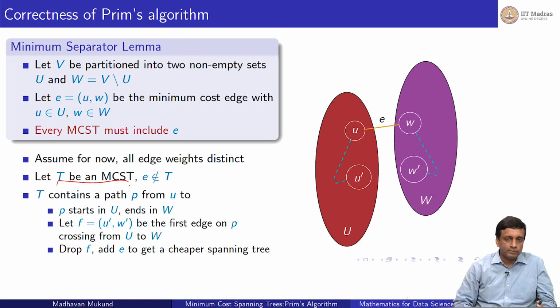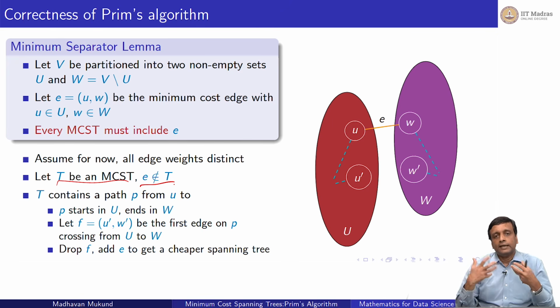So either T was not an MCST, or T was an MCST but this assumption that E did not belong is false. So we have established through this contradiction this lemma, which says that if I take any partition of a vertex set and I find the smallest edge going back and forth across that partition, that must belong to every MCST that you build. So if you choose that edge, you're okay. If you don't choose that edge, you're in trouble.